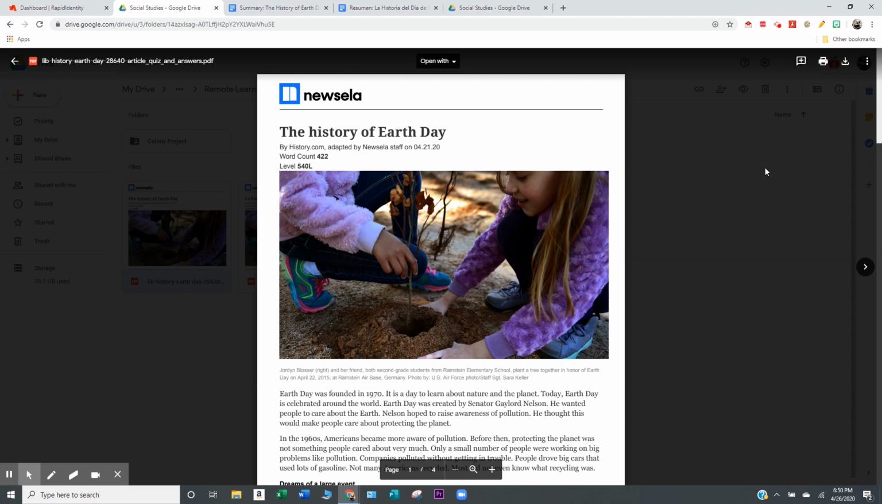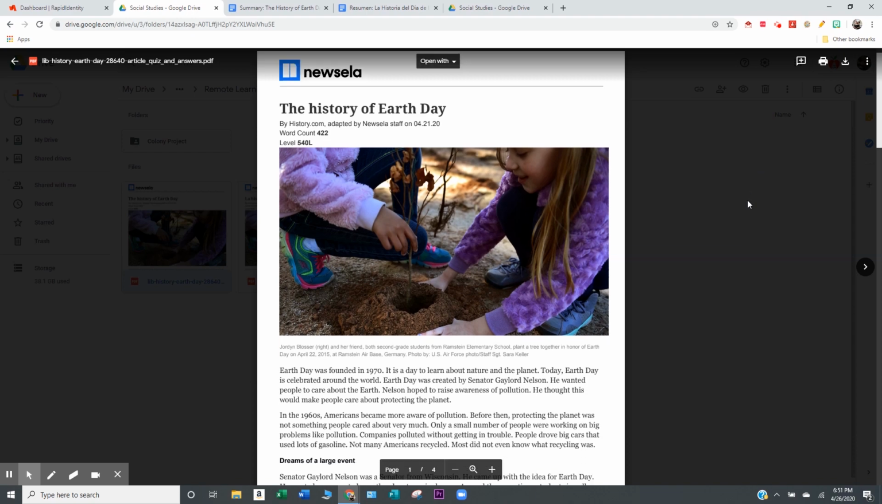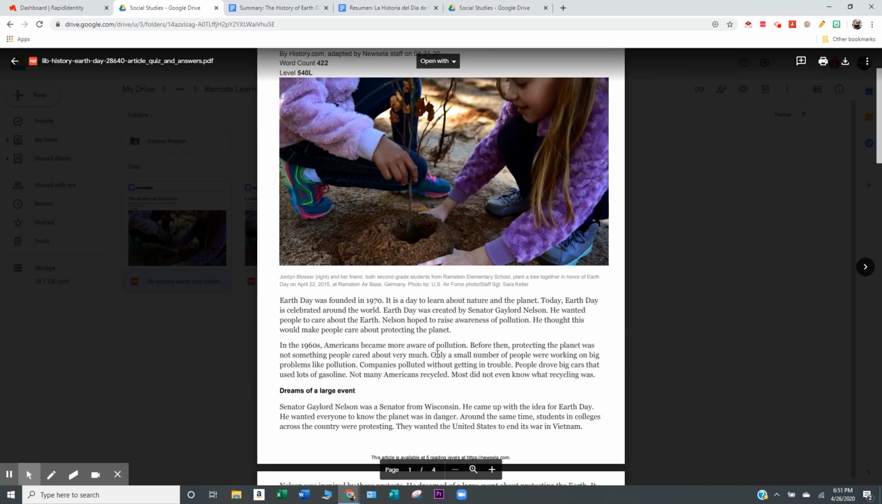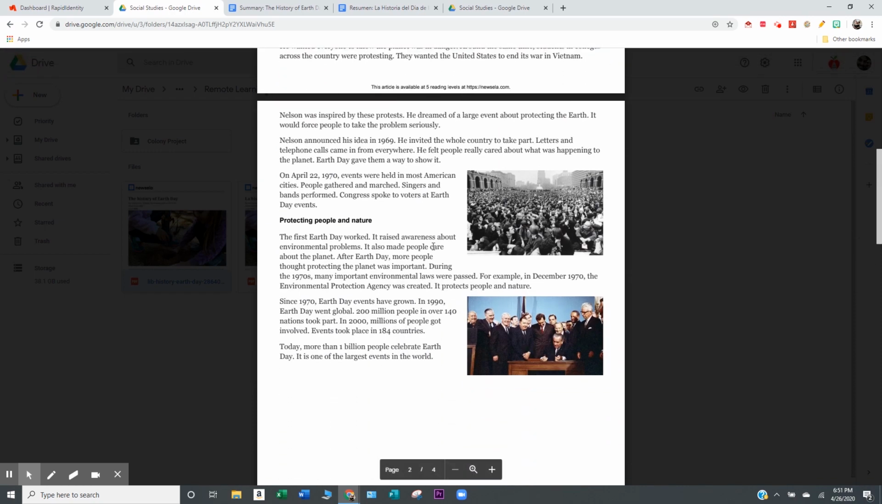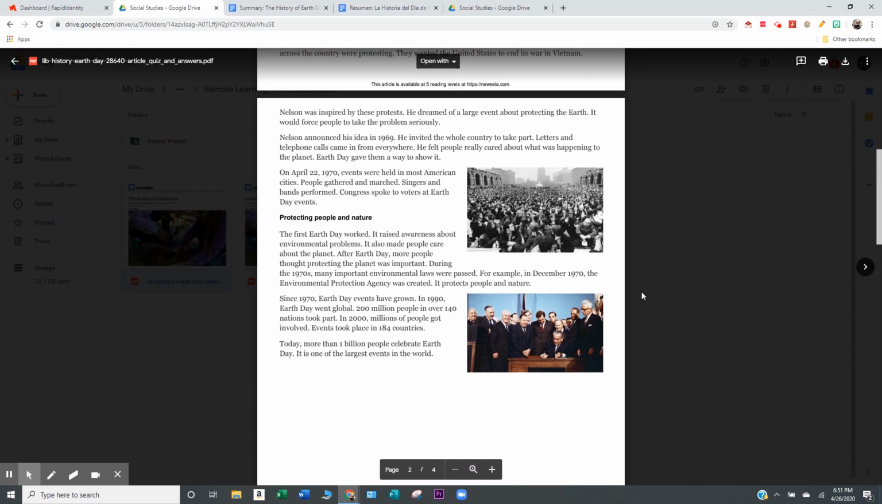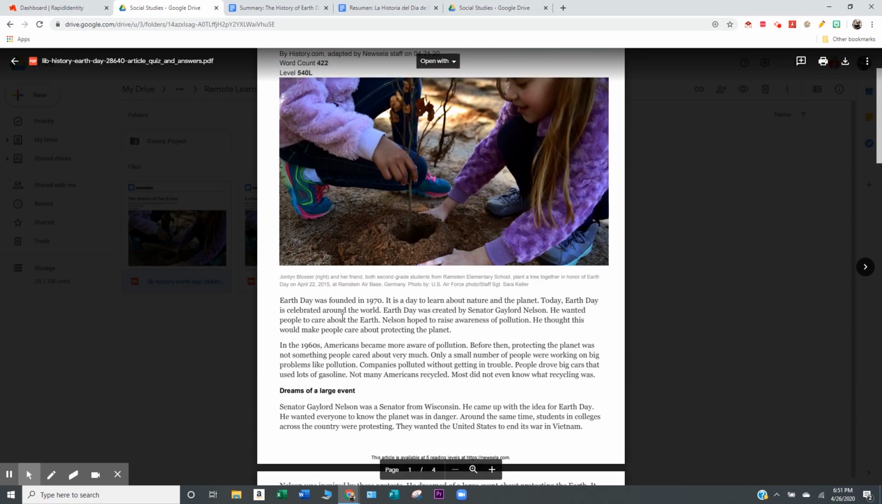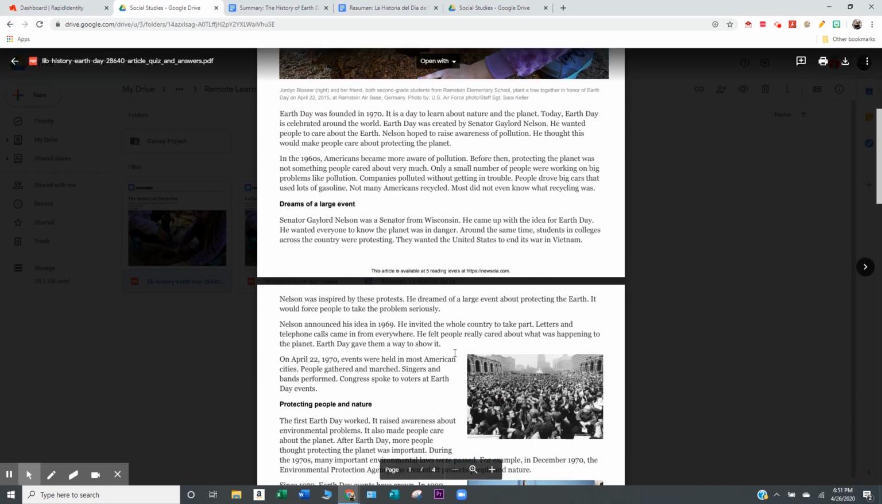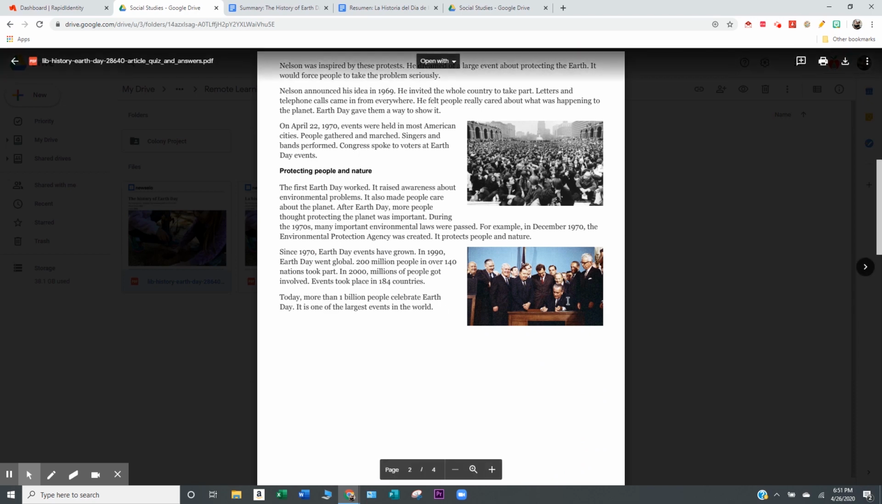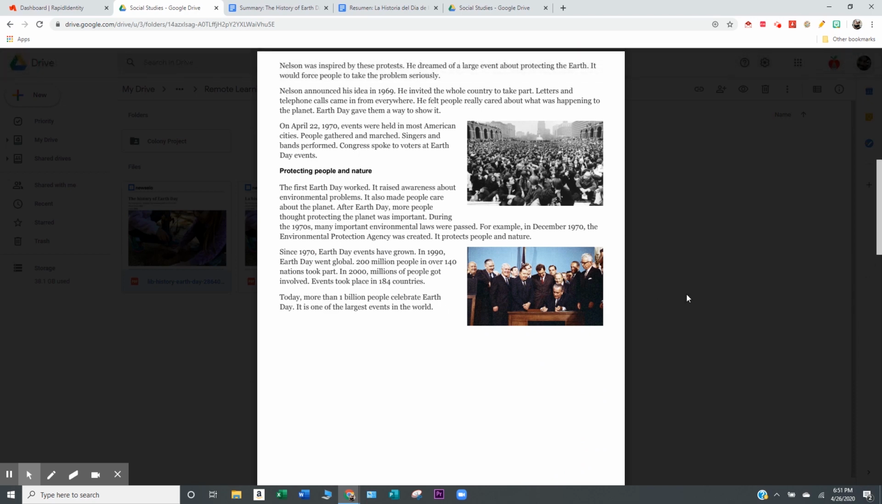Now, you'll see in the instructions, when we talk about summarizing an informational text, we say you take 1 to 2 main idea sentences from each section. Most informational texts, like this one, the history of Earth Day, come in sections. We have this first intro part, then a subheading, then this part, then another subheading and this part. So you'll write 1 or 2 main idea sentences for each section, and then you put those sentences together and that will form your summary.